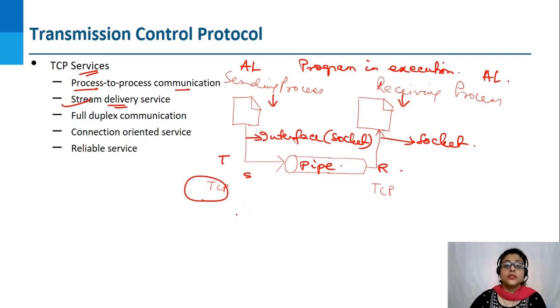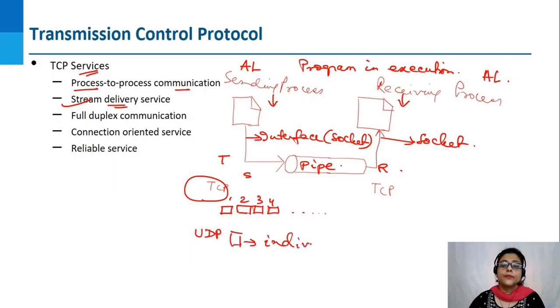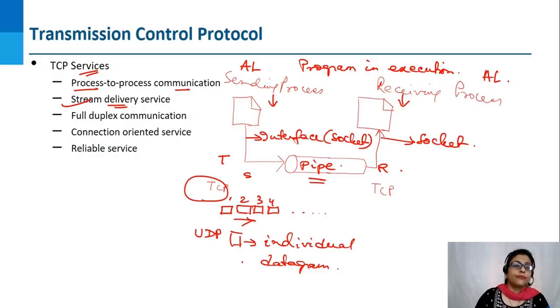Stream delivery service means data are sent in the form of packets one after another, and they are numbered as 1, 2, 3, 4, etc. Unlike UDP, where each packet is treated as an individual datagram without any regard to all other packets. So this is stream delivery. This ensures that the data which are numbered will pass through the pipe in the same order.